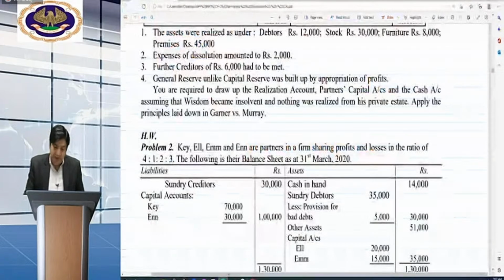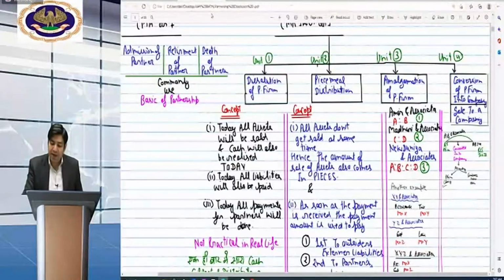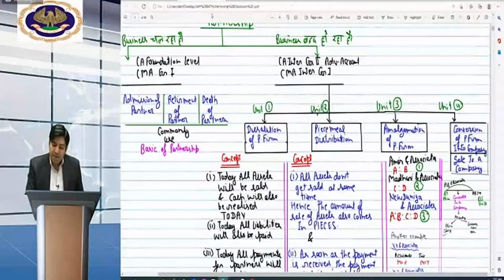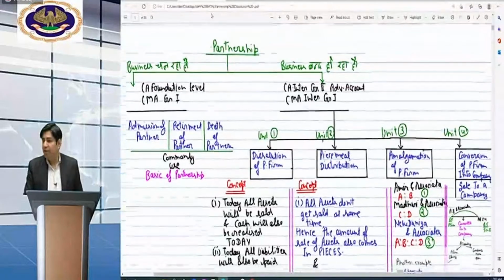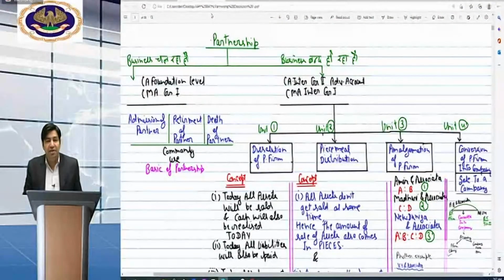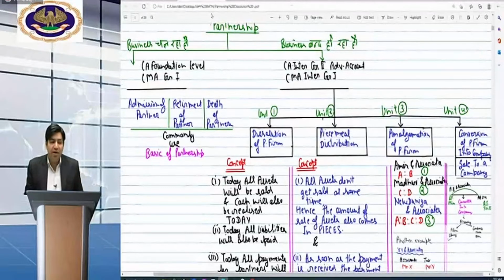In the last class, we discussed the partnership firm. In case of partnership, you have these things to do. At the foundation level, you have already covered admission, retirement, and death.